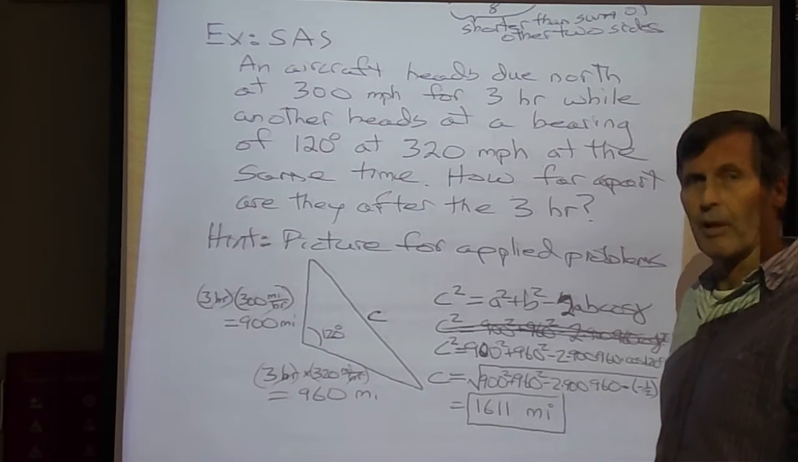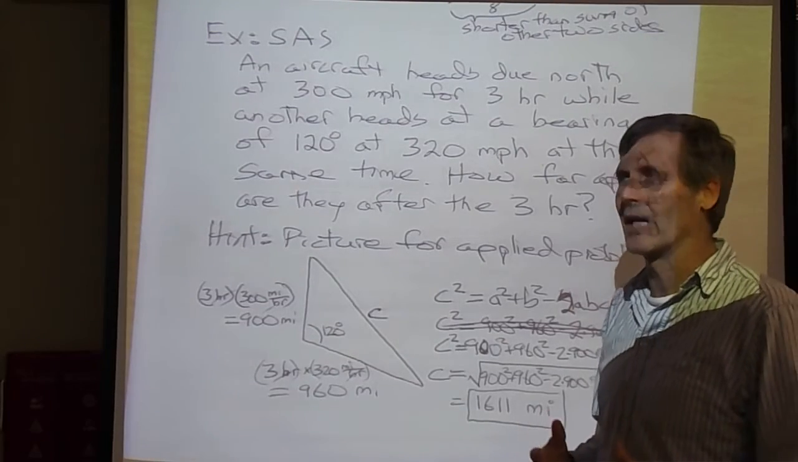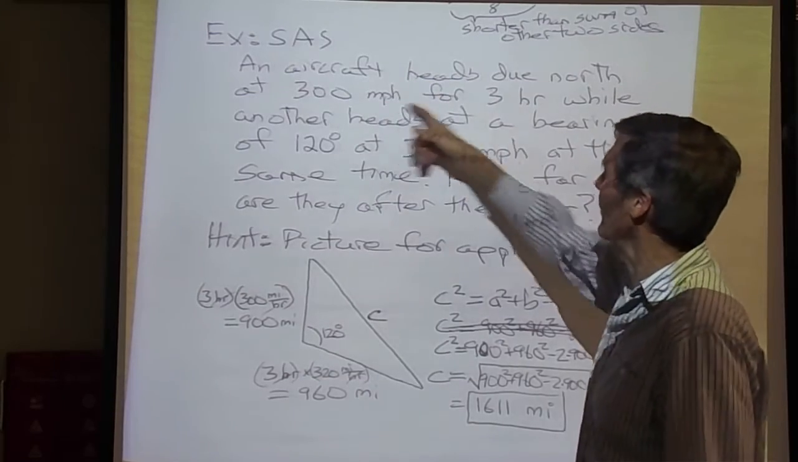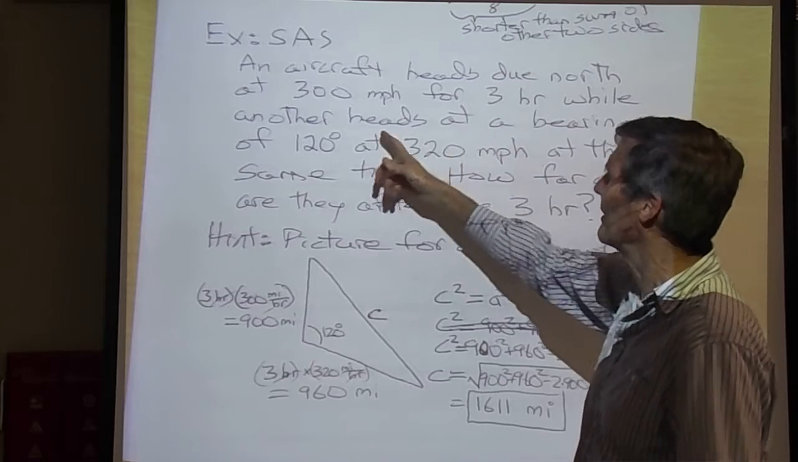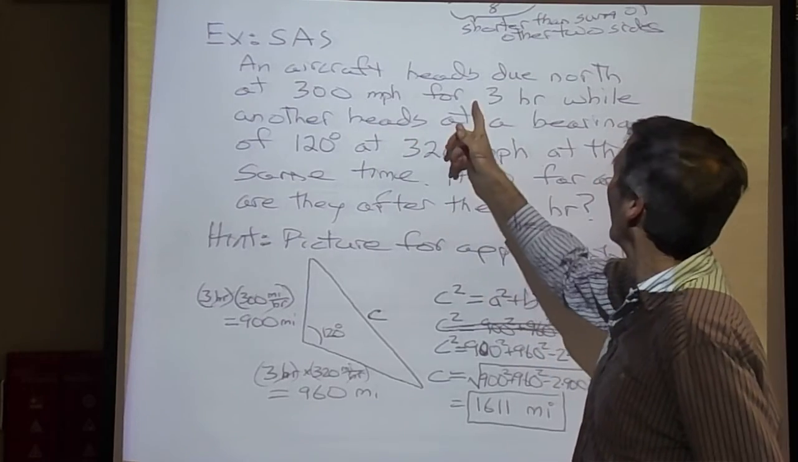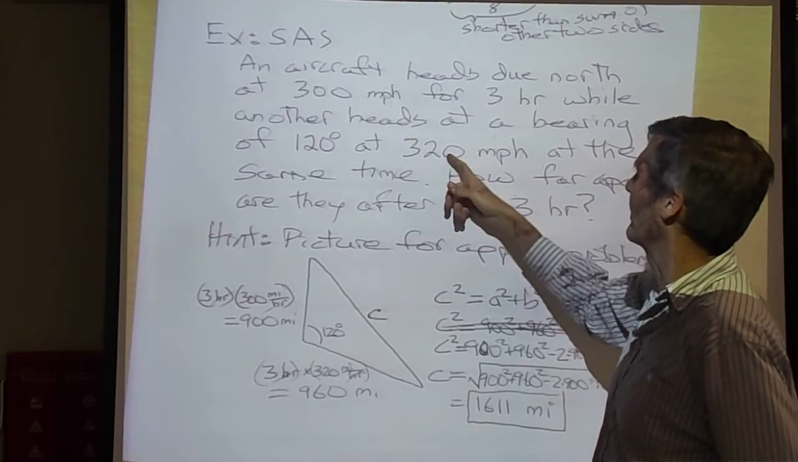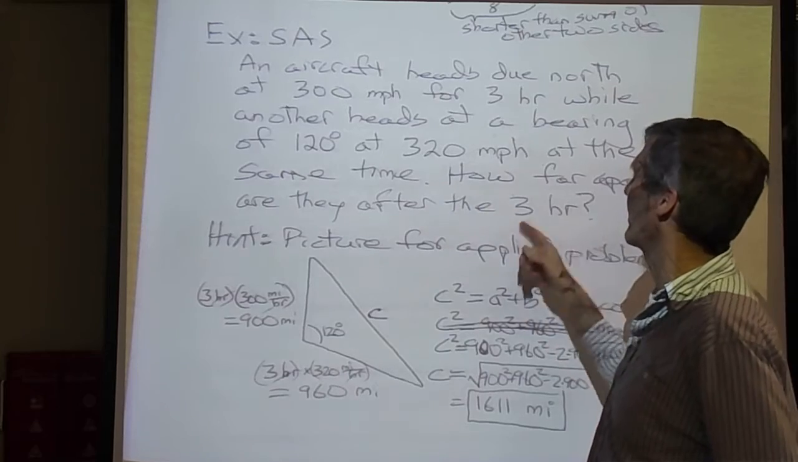And a lot of these are applied problems. That's really fun. One of the great things about trigonometry, I think people like better than algebra, is there are lots of immediate applications. An aircraft heads due north at 300 miles per hour for 3 hours. I used to do these kinds of problems. I worked for the FAA as a subcontractor. For 3 hours, while another heads at a bearing of 120 degrees at 320 miles per hour at the same time. How far apart are they after 3 hours?